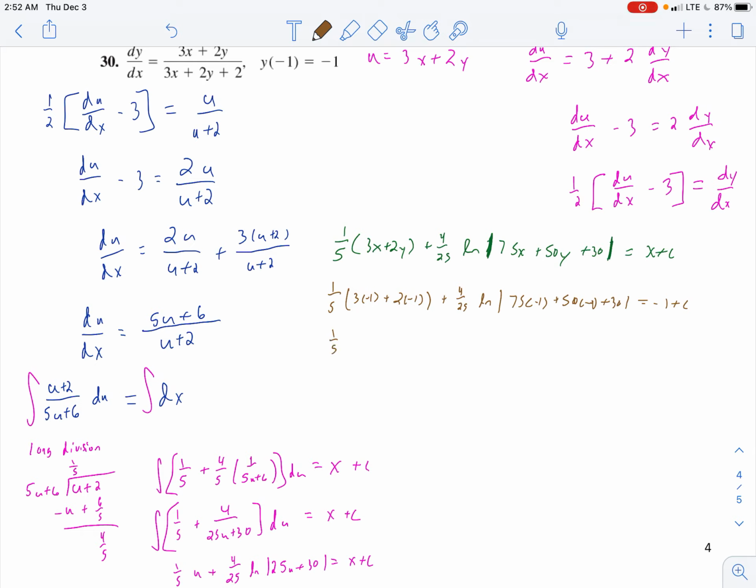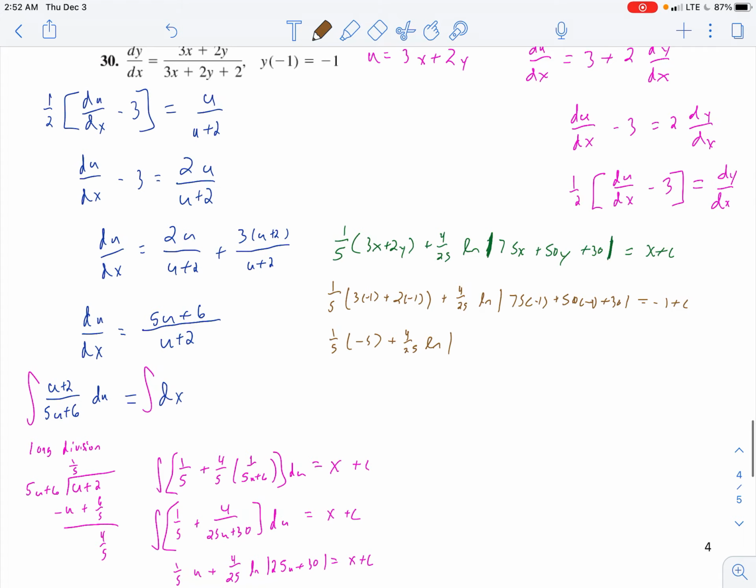So we get 1/5 times -5 plus 4/25 natural log. I guess I'll write this out. -75 minus 50 plus 30 equals -1 plus c, where we're given, looks like that's going to be -1 plus 4/25 natural log of |-20|, so -95 equals -1 plus c. The -1 and -1 are going to cancel out, so 4/25 natural log of 95 is c.